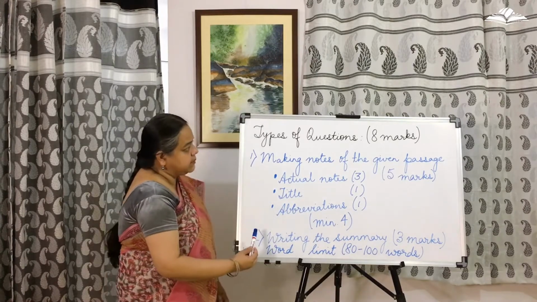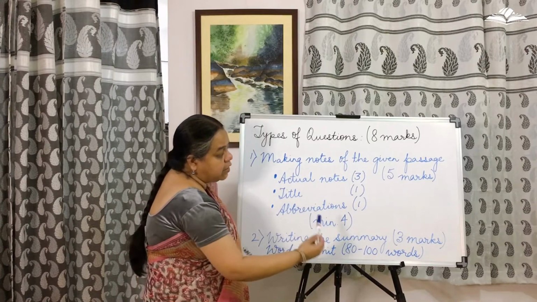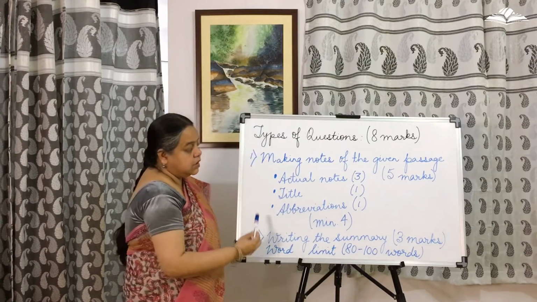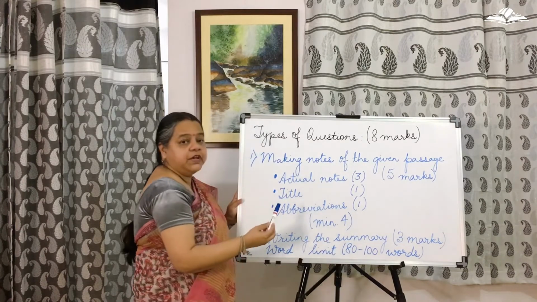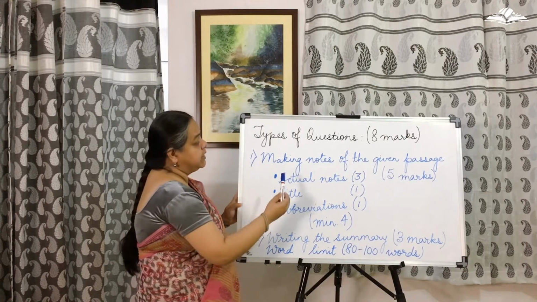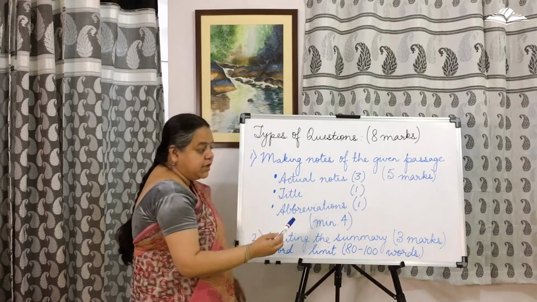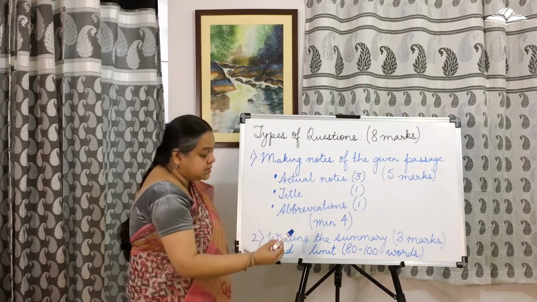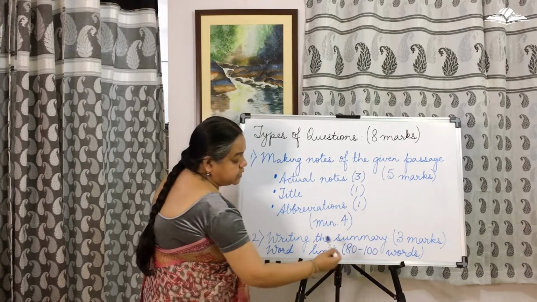The second segment of the question will be writing the summary of the given passage. When you are writing the summary of the given passage, always remember that the summary should contain all the information that you have used in making notes. The summary comprises 3 marks and the word limit is within 80 to 100 words.